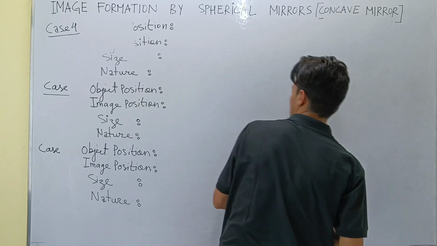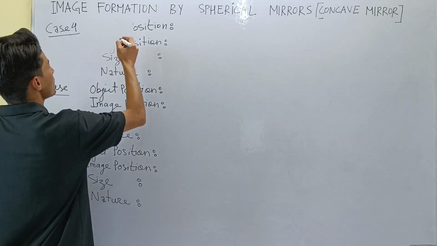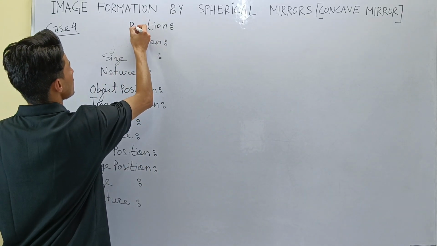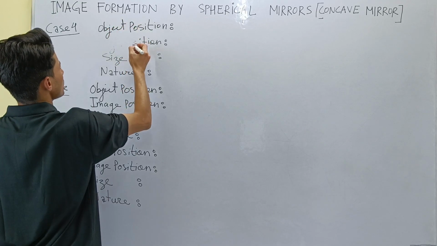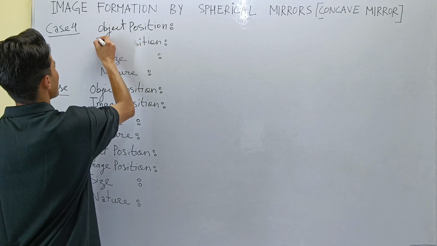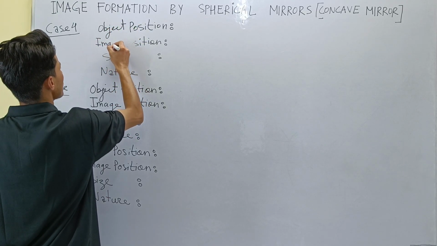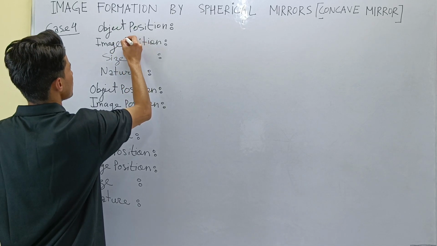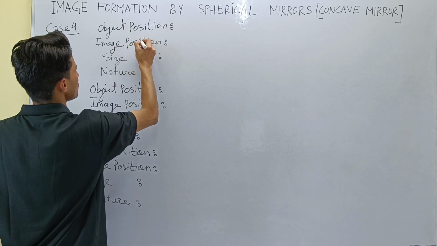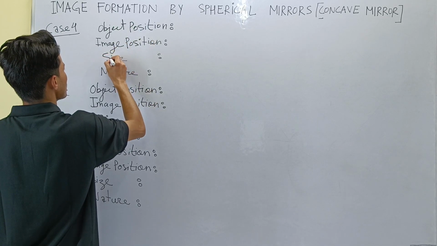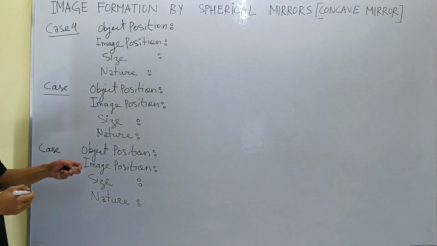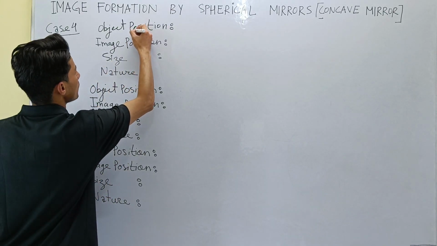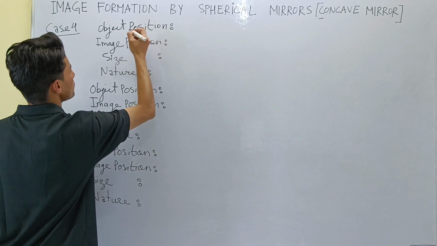All right, now let me rewrite this again. This was position. I wrote here object position. This is image position. Size is here. Okay, now case 4. Class, now we are at case 4, object position.